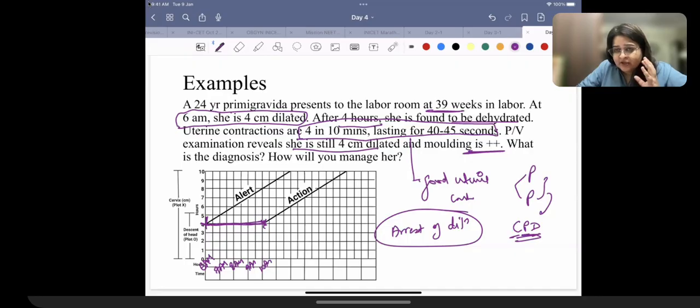Molding is plus, so she's going into obstructed labor. So good uterine contractions, but labor hasn't progressed. So what will you do here? It has reached the action line. You will do a cesarean section.